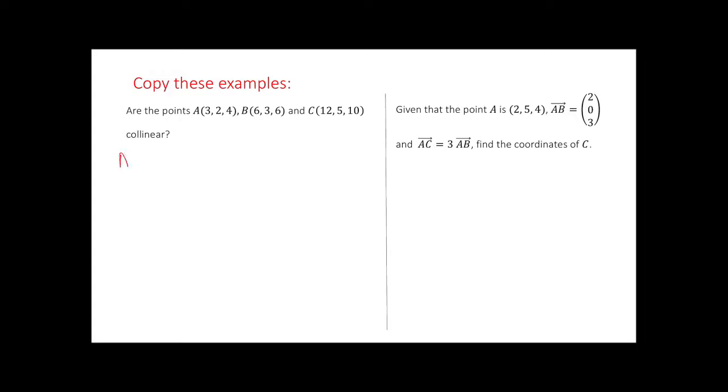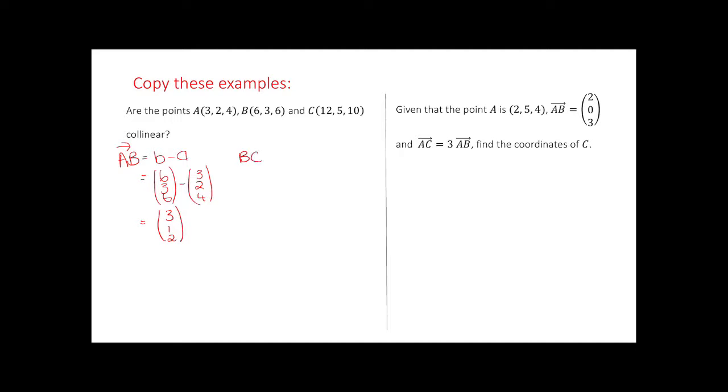So if we start off by finding A to B, remember A to B is B minus A. So that's 6, 3, 6 minus 3, 2, 4. Remember, work your way down, x down to z, is taken away. So 6 take away 3 is 3, 3 take away 2 is 1, 6 take away 4 is 2. So the components of AB are 3, 1, 2.